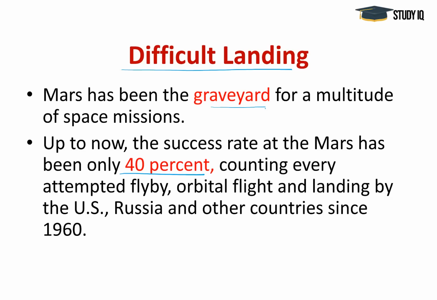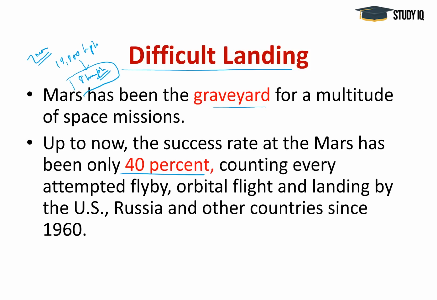And why is it known as the 7 minutes of terror, as I told you? Because it took 7 minutes to enter the Mars atmosphere and reach the landing. Why? Because the speed of InSight was 19,800 kilometers per hour, and in only 7 minutes it dropped to 8 km/h.